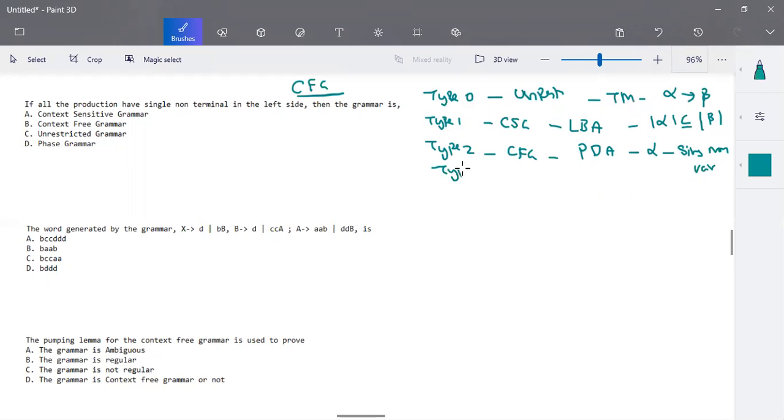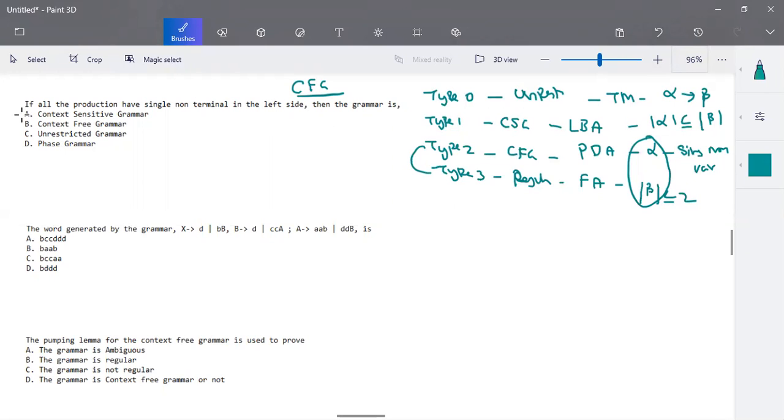The next grammar is type 3, which is regular grammar, and this is accepted by any finite automata, NFA or DFA. So here the restrictions are alpha tends to beta, alpha size is less than or equal to beta, and alpha is a single non-terminal. And here one more restriction is size of beta is less than or equal to 2. So this is the restriction for finite automata. Now the production that has a single non-terminal on the left side is applicable for both type 2 and type 3 grammar.